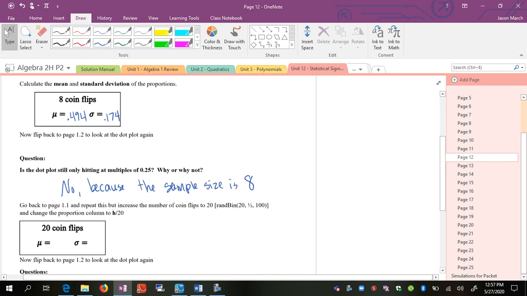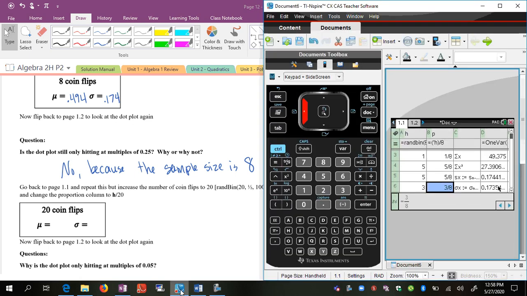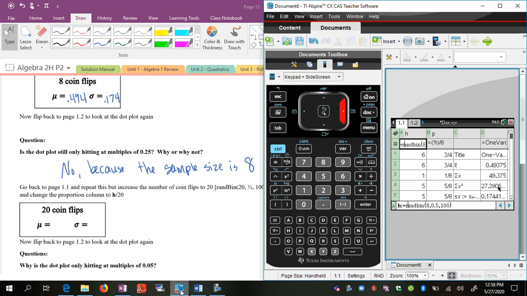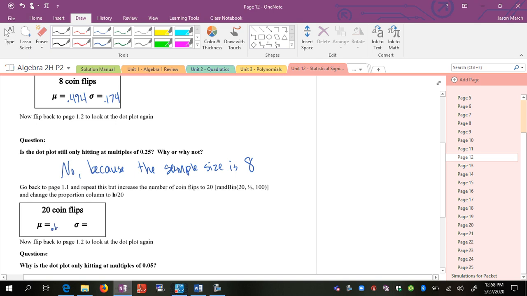All right, so now we're going to do the same thing and change it to 20 coin flips. So we're going to change it to a sample size of 20. I'm going to go ahead and change this number up here to a 20. Then I'm going to change my proportion values to be out of 20, h divided by 20. And you can see that the mean is now 0.51. The standard deviation is 0.119 or 0.120 if I round to 3 decimal places. So we have 0.511, 0.120. And again, everyone's going to have something different, but there is a trend that's occurring.